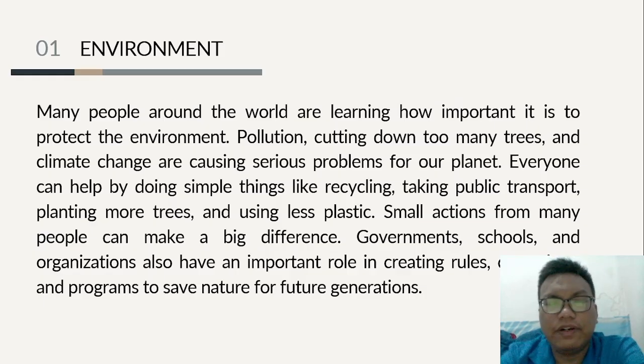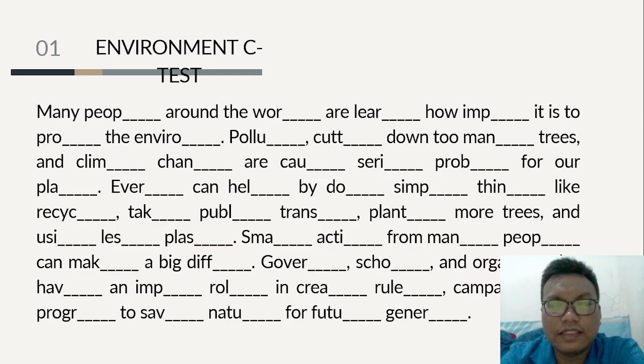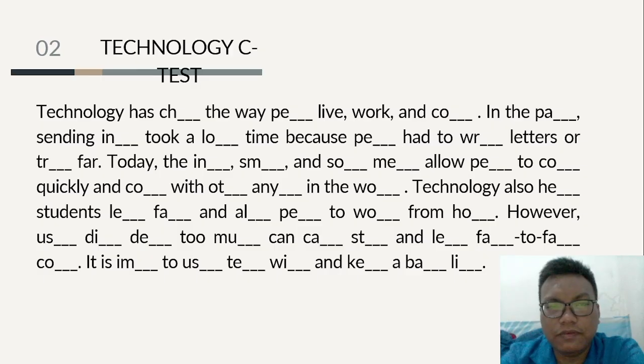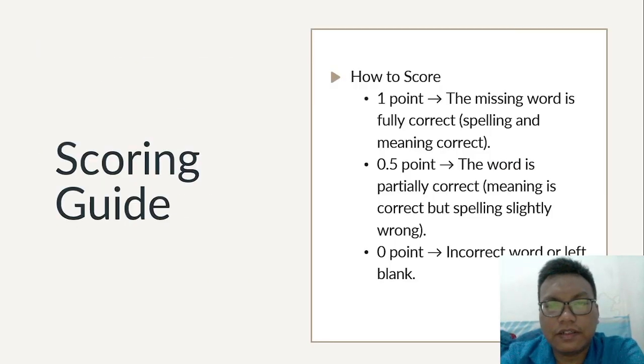First is the environment. Many people around the world are learning how important it is to protect the environment. Pollution, cutting down... Oh, this is an example of the full text of the C-test, and this is how the C-test looks. You need to fill in the blank words here. And this is about technology, explaining, and this is also an example of C-test questions.